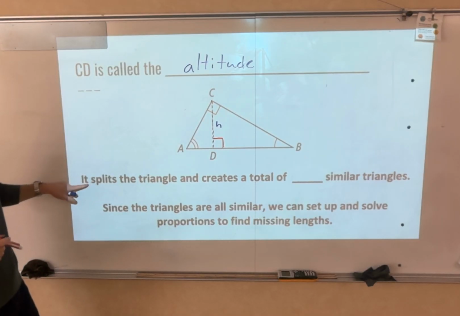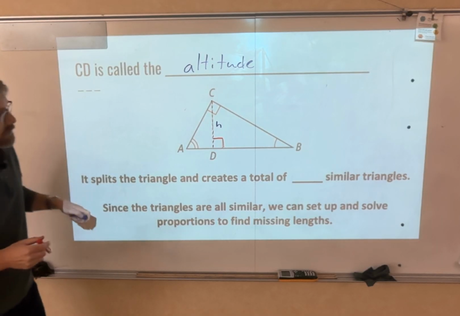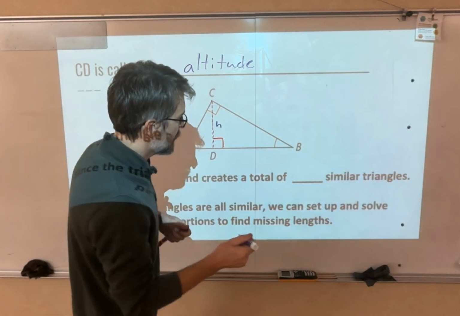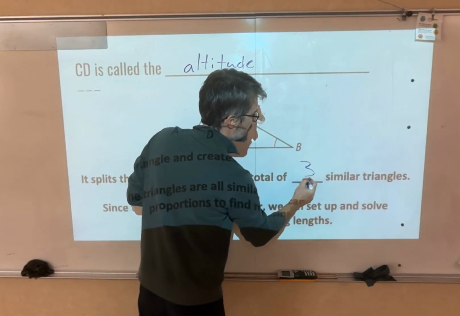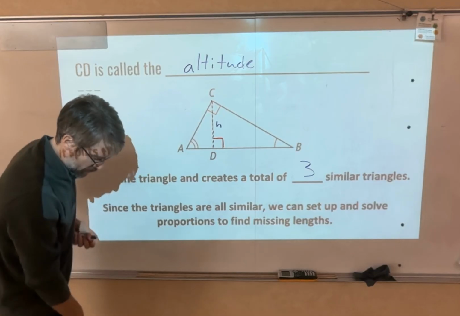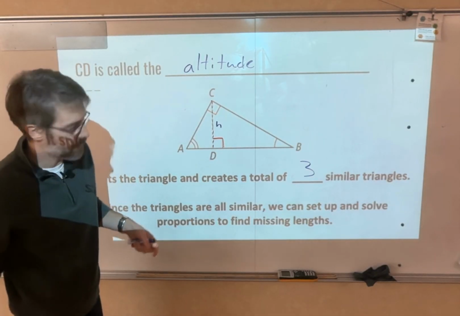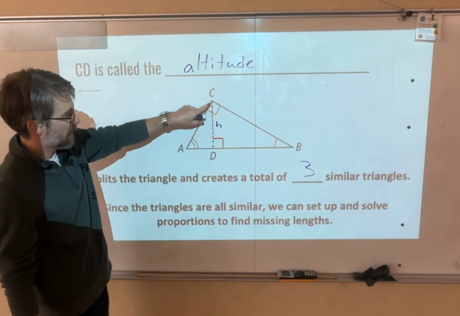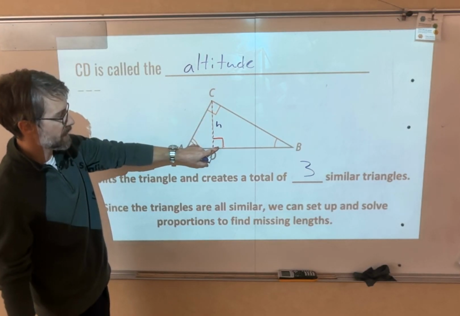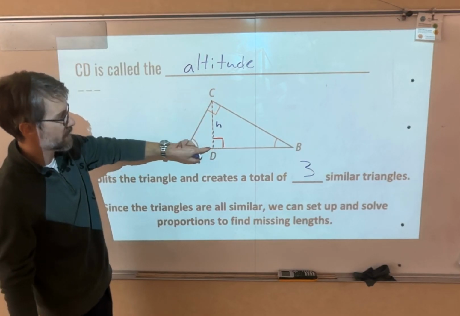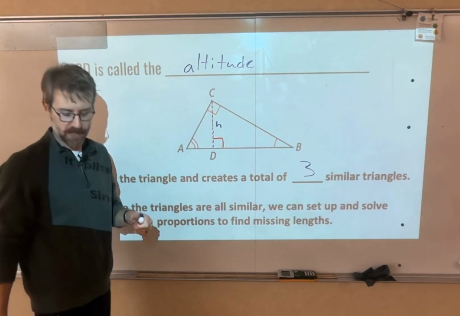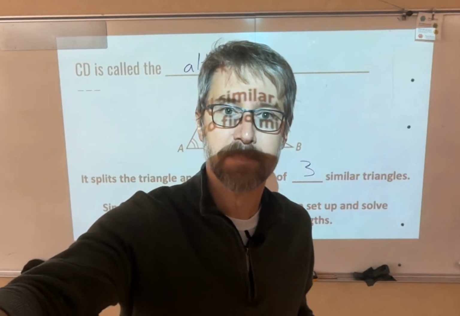All right, what's special about this is that this splits this triangle up into a total of 3 similar triangles. So 3 triangles that are proportionally the same. And it only does this when we've got an altitude here where this is a perpendicular angle, right? It has to be 90 degrees or else it doesn't split this up in that way.